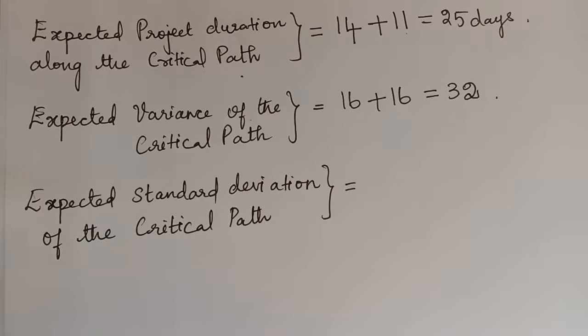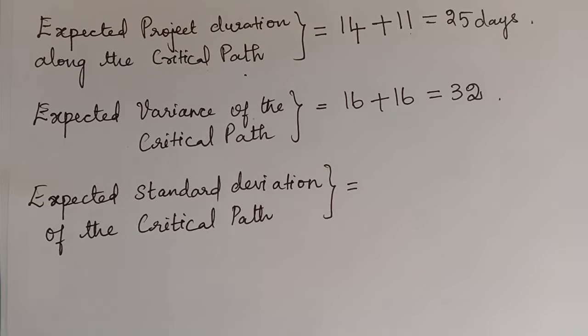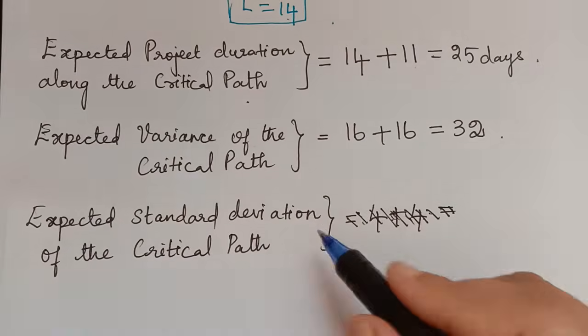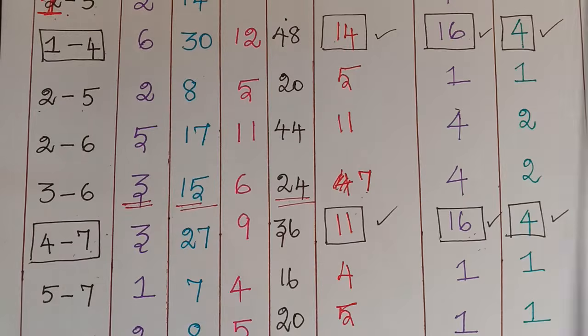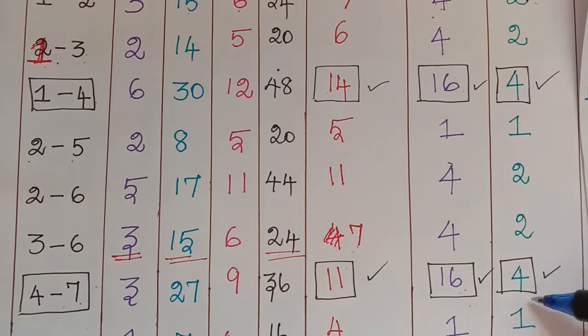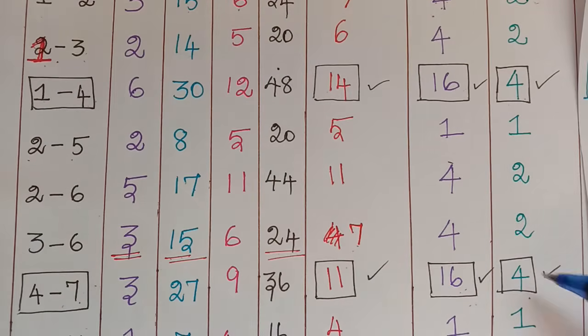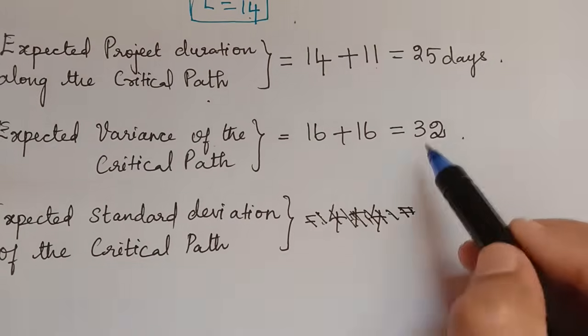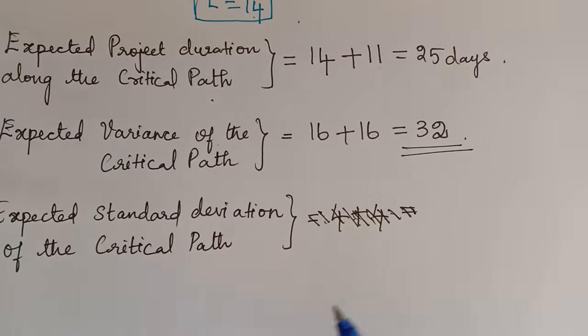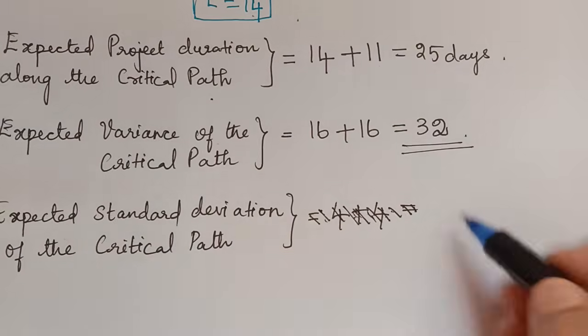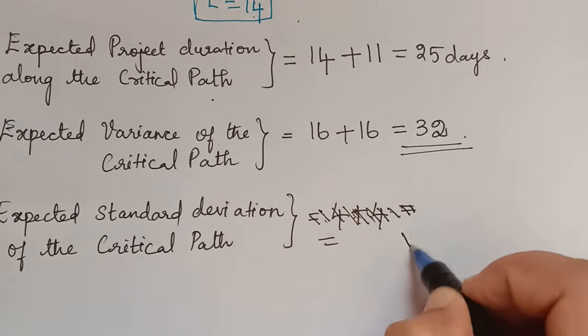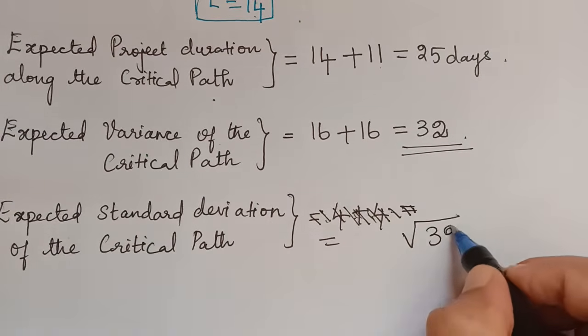The next question is the expected standard deviation of the critical path. But for finding the expected standard deviation, we should not add this 4 and 4, because it is the standard deviation of each activity separately. So for the critical path, we should not add this. Instead, we have to take the square root of the expected variance. So the expected standard deviation will be equal to the square root of the expected variance, which is 32.